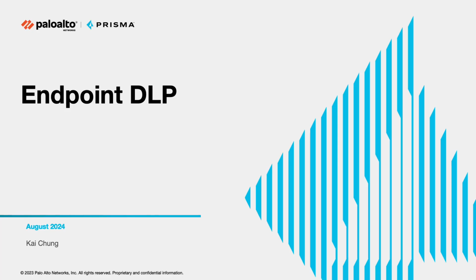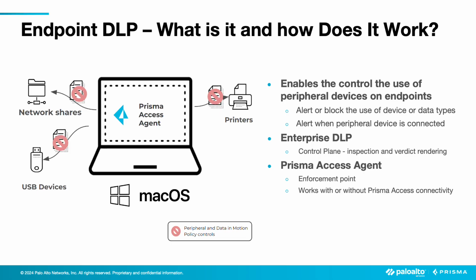To prevent exfiltration of sensitive data on endpoint devices, such as Windows or Mac, Endpoint DLP can provide such protection. Endpoint DLP enables admins to control the use of peripheral devices by creating alerts, blocking of sensitive data or their usage. The Prisma Access agent detects when file movement between the endpoint and peripheral device is detected and evaluates the Endpoint DLP policy rulebase. When necessary, Prisma Access agent forwards the traffic to Enterprise DLP for inspection and verdict rendering.